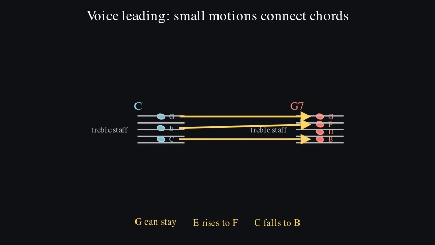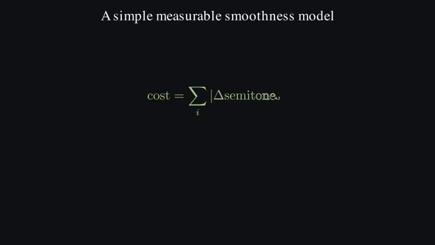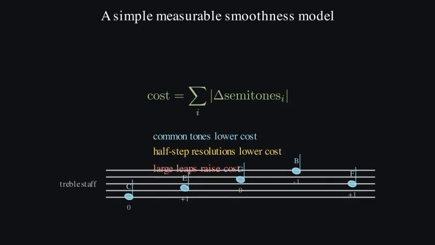A useful mathematical model is a cost function. Add the absolute semitone movement for every voice. Lower cost often sounds smoother. This is not a proof of beauty, but it gives us a measurable reason why some chord transitions feel easy under the fingers and easy in the ear.